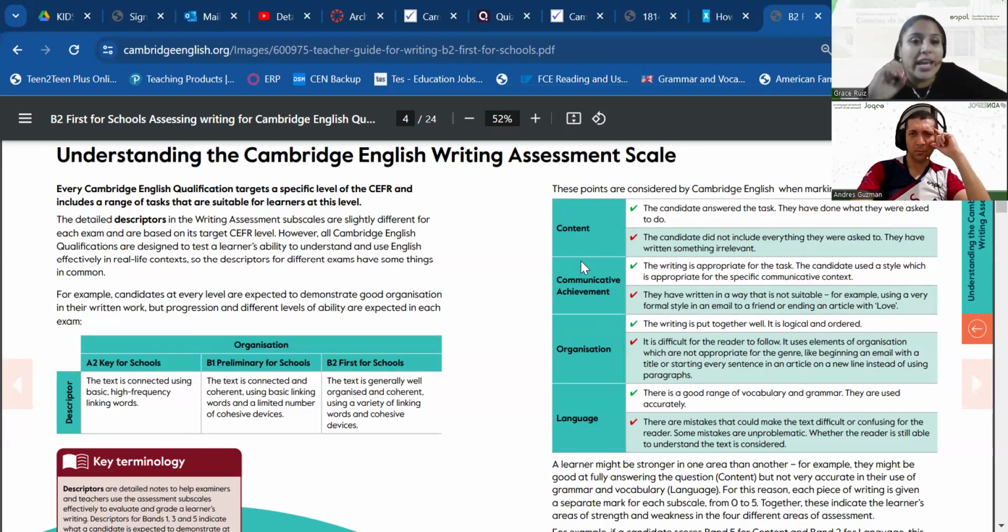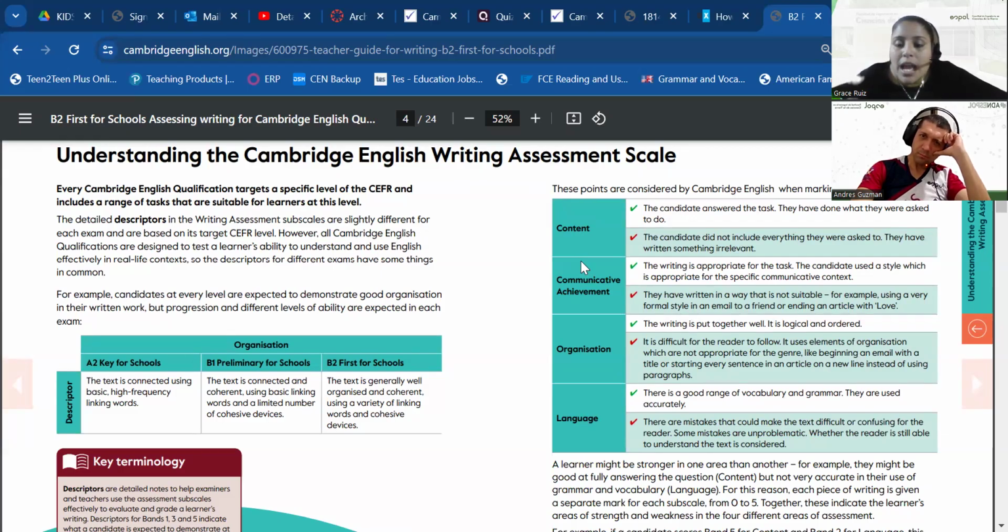A ver, ¿qué es lo que Cambridge observa? Son las 4 áreas de content, communicative achievement, organization y language. Ahora, ¿a qué me refiero con estas áreas de content? Con estos descriptors, con content, nos referimos a que el candidate is answering the task. You're actually answering what they're asking you to do. You have done what they asked you to do. If the candidate did not include everything they asked to do, they have written something irrelevant, then of course they're going to get marked wrong.